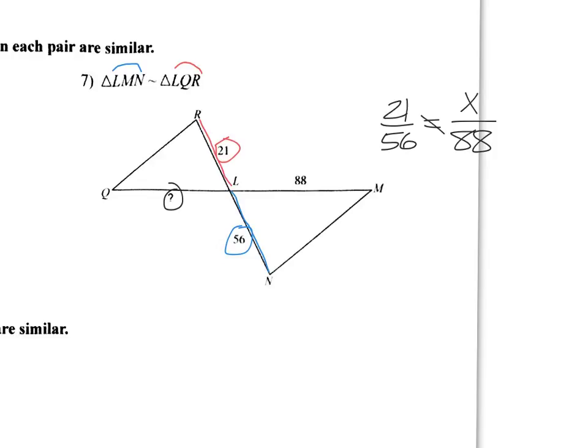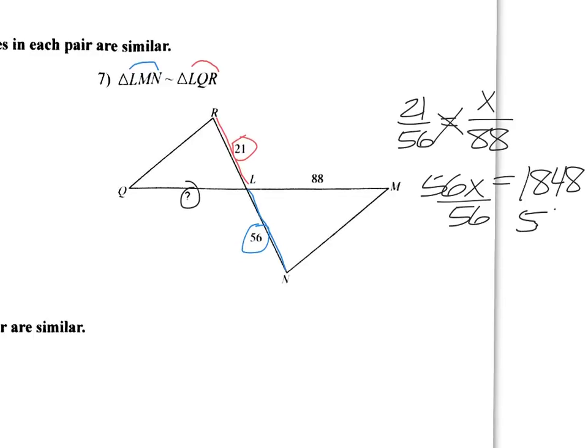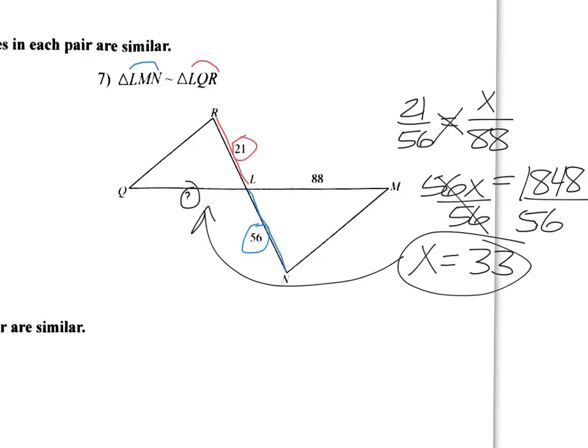So now we cross multiply, and you definitely want to have a calculator here. So we have 56x equals, so 21 times 88 is 1,848. Then you divide by 56. So then you get x is 33. So the missing side length would be 33.